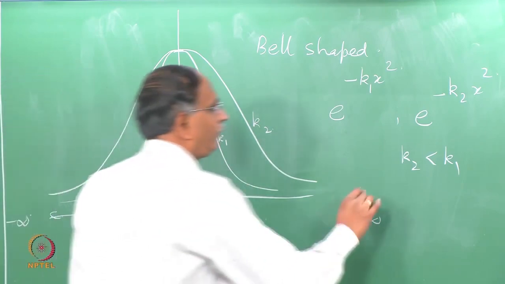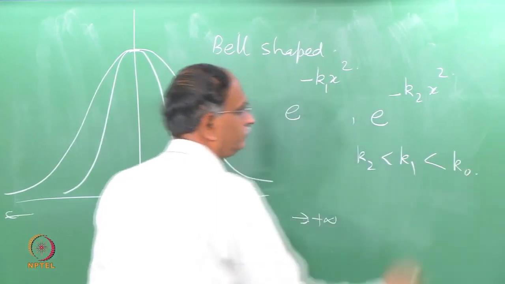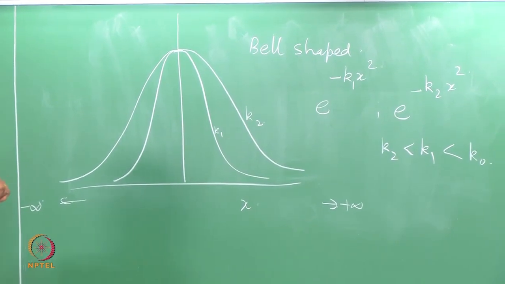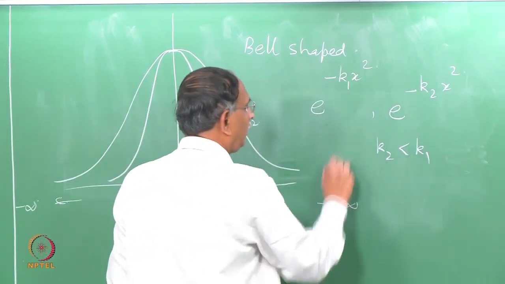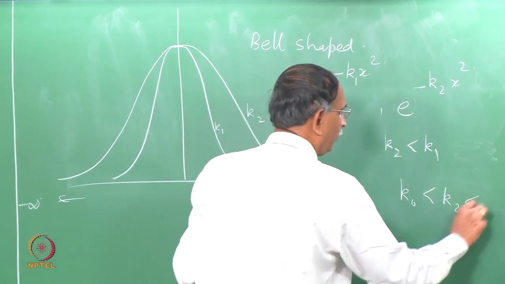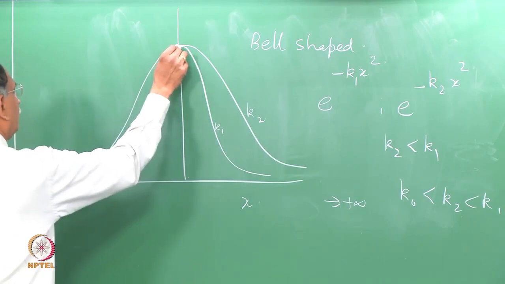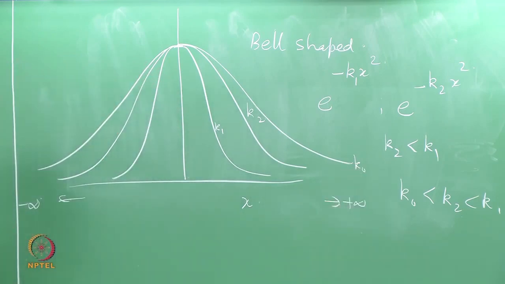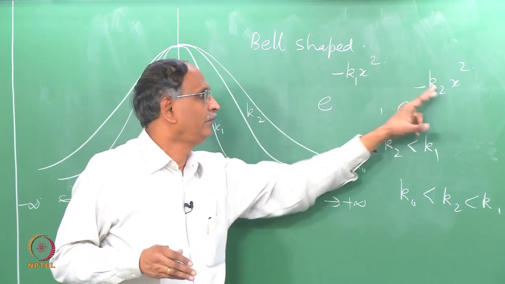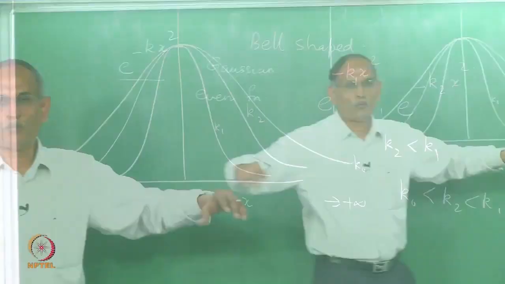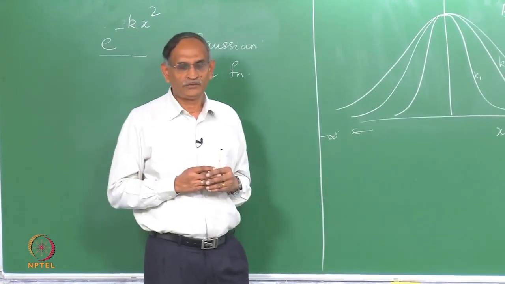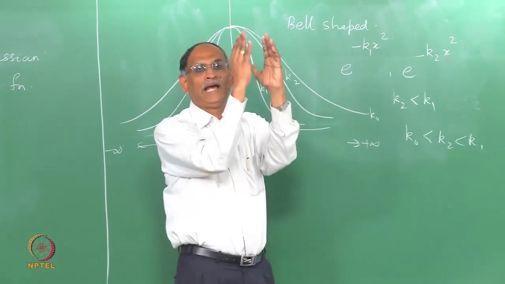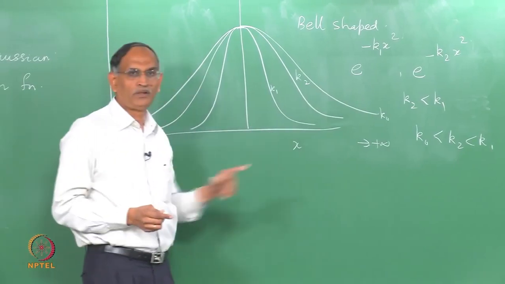If you have k2 less than k1, and you have k0 now less than k2 less than k1, then the function is even. Okay. So the smaller the value of the exponent, the wider, the more extended the function is, or the opposite: the larger the value of these k's, the narrower the function is. You go in the reverse direction.